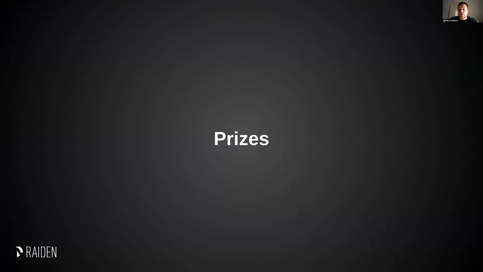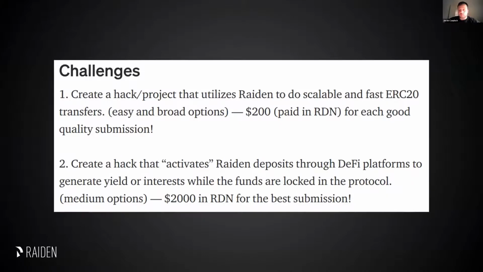Then for the prizes, which I promised to include, what are the two challenges that we have for Raiden during the hackathon? First up is quite an easy and broad option. It's basically for any hack that builds something that utilizes Raiden to do fast or scalable ERC20 token transfers. We pay $200 worth of RDN for a good quality submission. So this could be anything. It doesn't have to focus much more on Raiden other than using it to do payments. It's just something that makes it easy for you guys to try out Raiden and makes it a bit more attractive to include it in your hack.